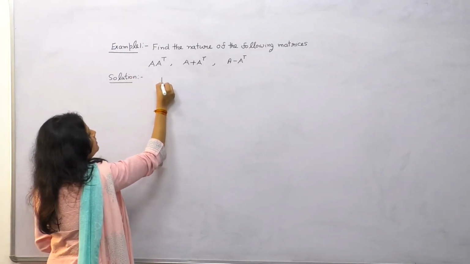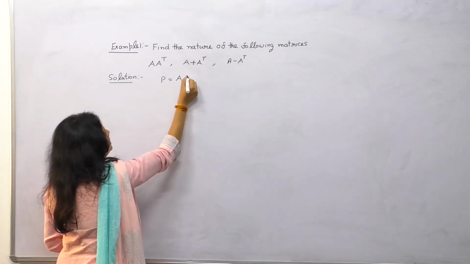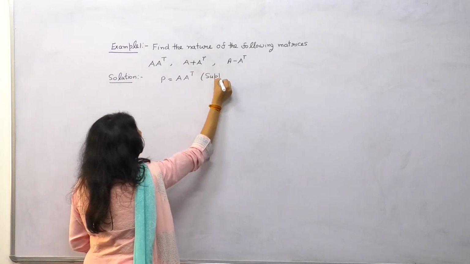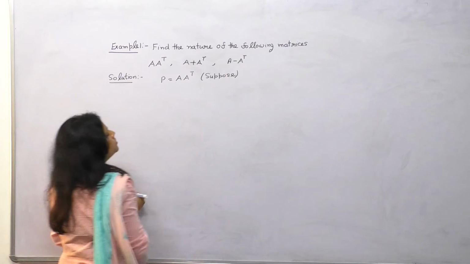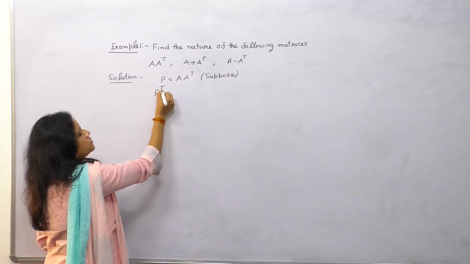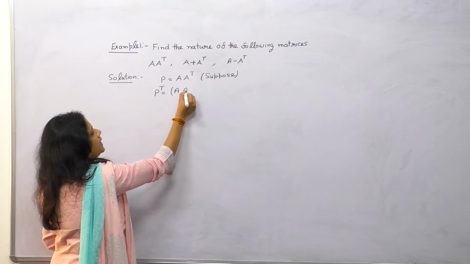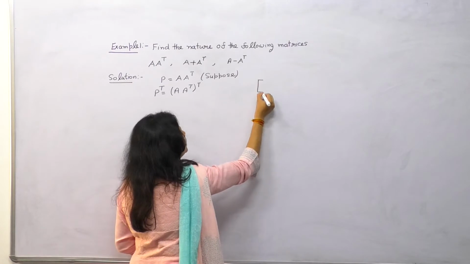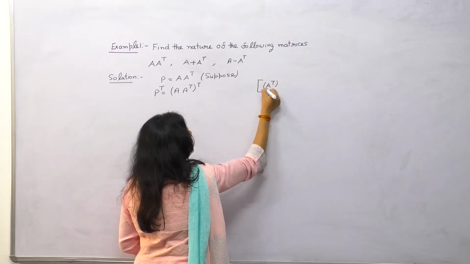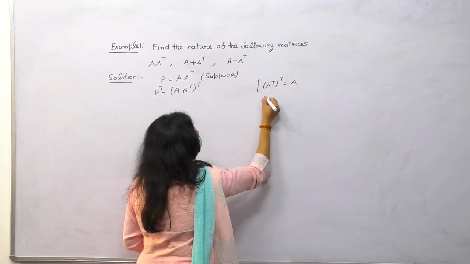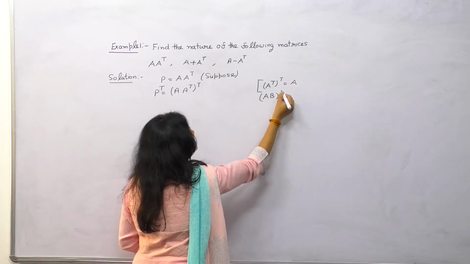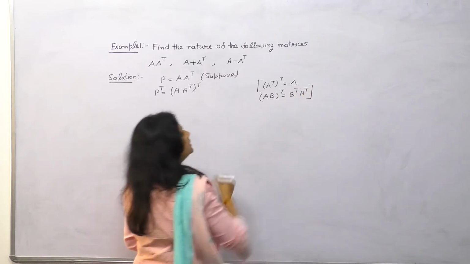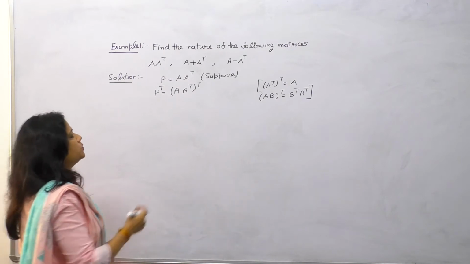Let us suppose this matrix is P. So find out P transpose. P transpose is A A transpose, transpose, and we know the property that the transpose of a transpose is equal to A, and the transpose of AB is equal to B transpose A transpose. These are all properties of the transpose of a matrix.